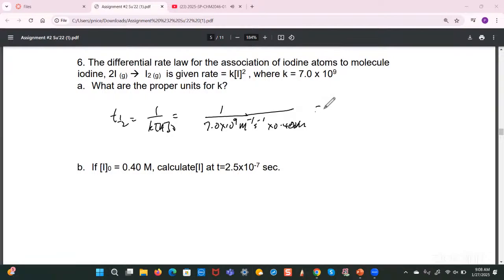And let's see what that gives. 7 times 10 to the 9 times 0.4, and then 1 over that. So according to my calculation, this works out to be 3.5. How many sig figs? 2 sig figs. So actually 3.6 times 10 to the minus 10 seconds, because the units are going to cancel. All right, so that's the C part.